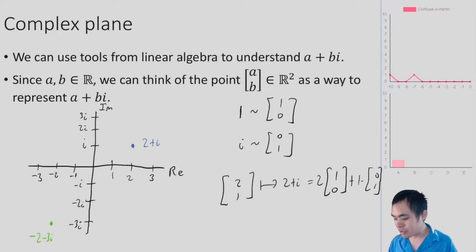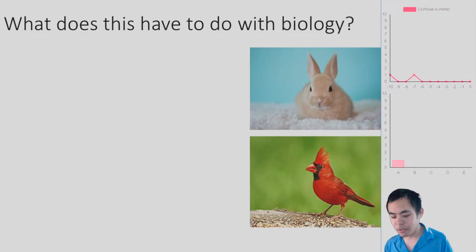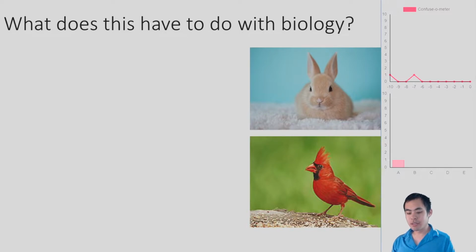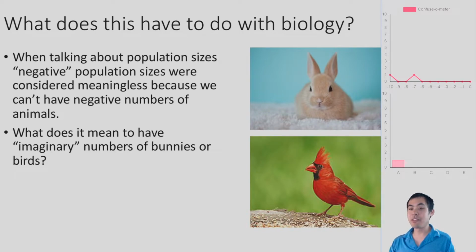Now, I'm going to take a brief moment and give you some pictures of bunnies and birds. So what does this all have to do with biology? Well, when we were talking about population sizes, even negative population sizes were considered meaningless because we can't have a negative number of animals. So you might wonder, what does it mean to have an imaginary number of bunnies and birds? Well, that is also really not particularly meaningful. However, these imaginary numbers play a role in other parts of understanding population sizes.